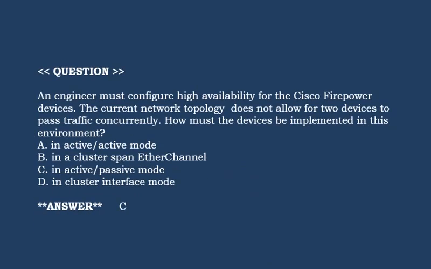Next question is, an engineer must configure high availability for the Cisco Firepower devices. The current network topology does not allow for two devices to pass traffic concurrently. How must the devices be implemented in this environment? Option A. In active mode. Option B. In a cluster spanned EtherChannel. Option C. In active passive mode. Option D. In cluster interface mode. Correct answer is option C.